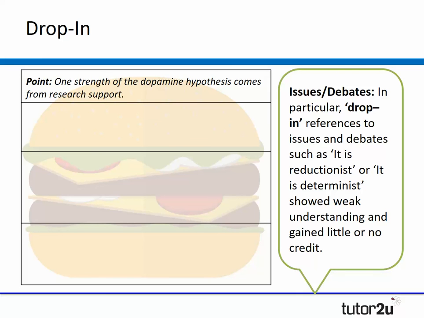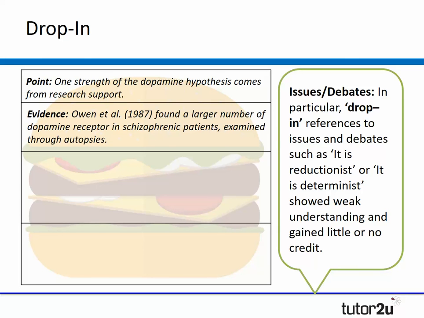Starting point to the evaluation, someone might say one strength of the dopamine hypothesis comes from research support. Fairly good starting point. They bring in some evidence. They say Owen found a larger number of dopamine receptors in schizophrenic patients examined through autopsies. Okay, fairly good evidence in there.